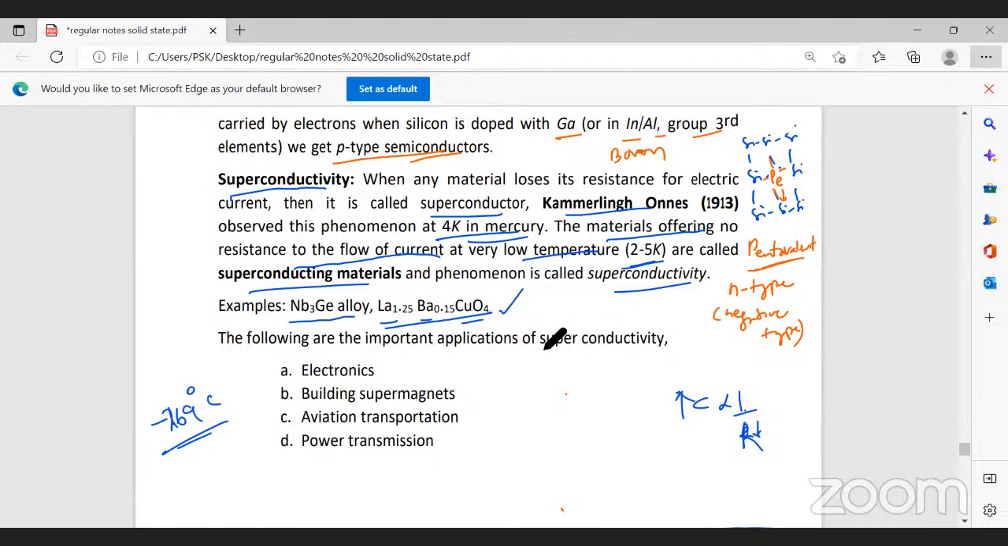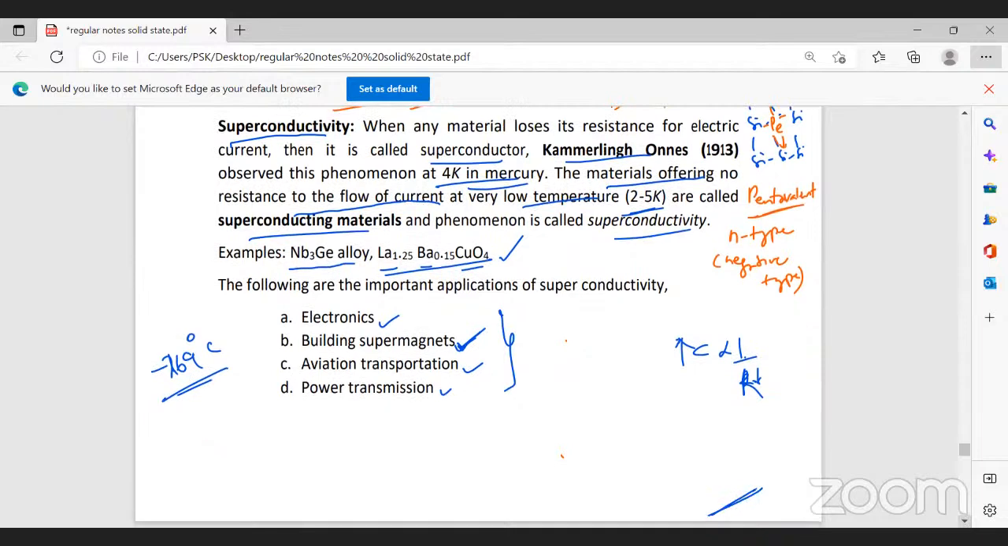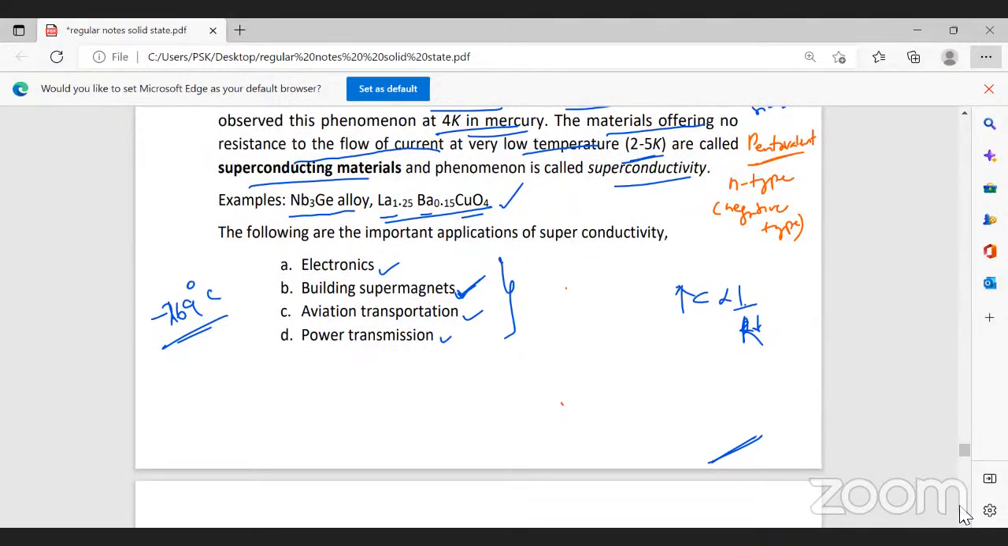The following are the important applications of superconductors. Moving trains, the wheels of the train. Okay, so building supermagnets, aviation, transportation, power transportation, these all are the applications of superconductivity. Are there any clarifications till here?